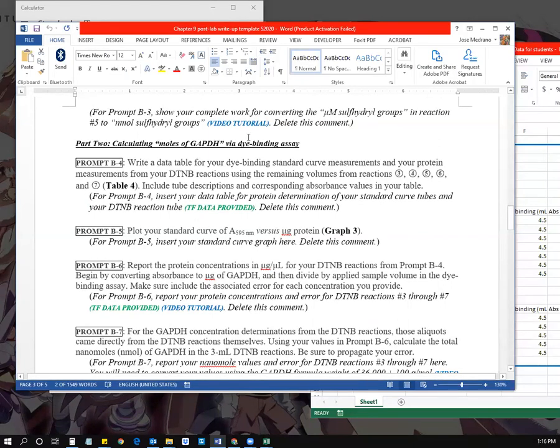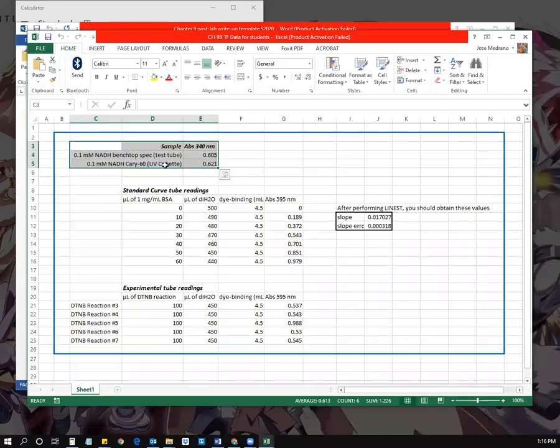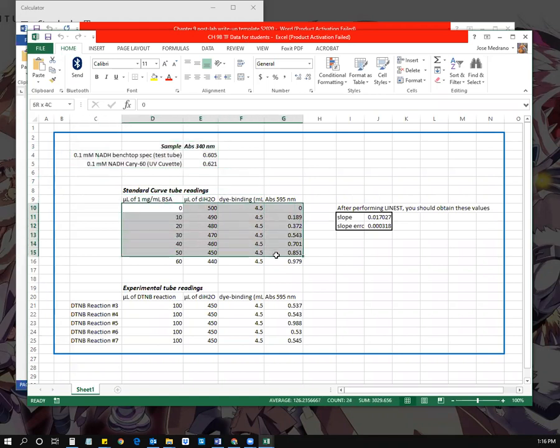So the dye binding data that I gave you in the Chapter 9 BTF data in the Excel spreadsheet is going to look like this. You use these values up here to find out your own extinction coefficient to figure out how many moles of sulfhydryl groups there were in the entire DTNB reaction. These first values here are the standard curve tube readings that we've generated for you for your TF data.